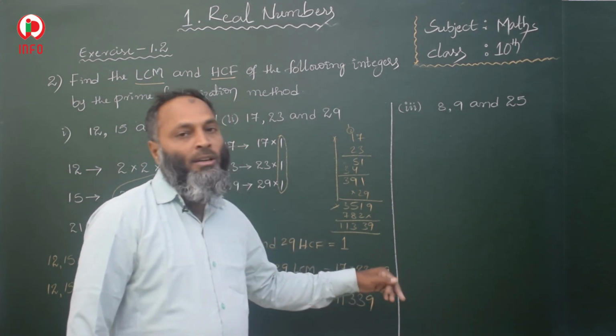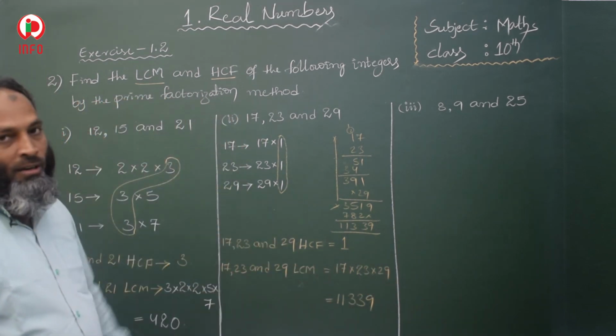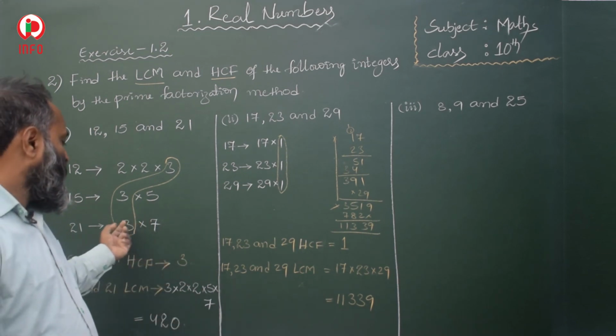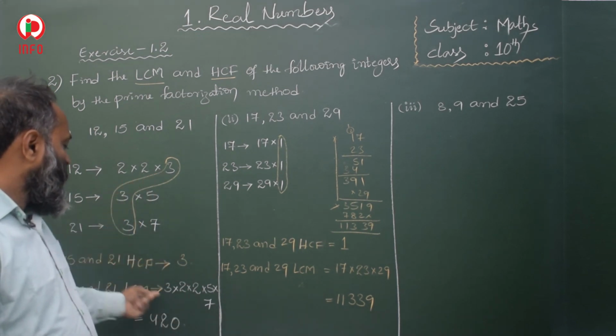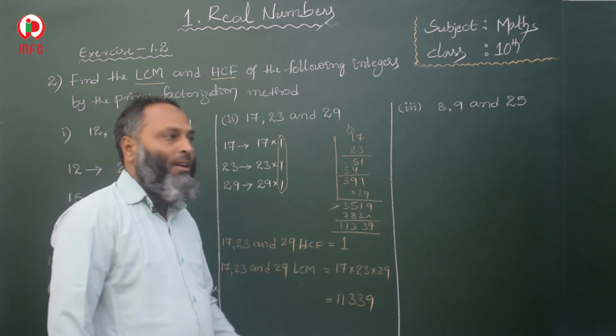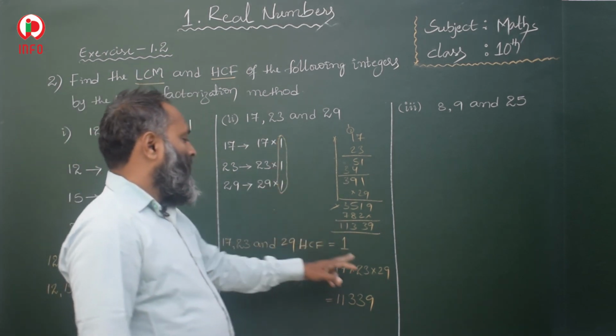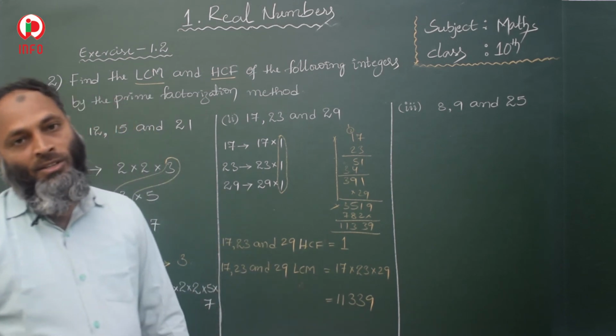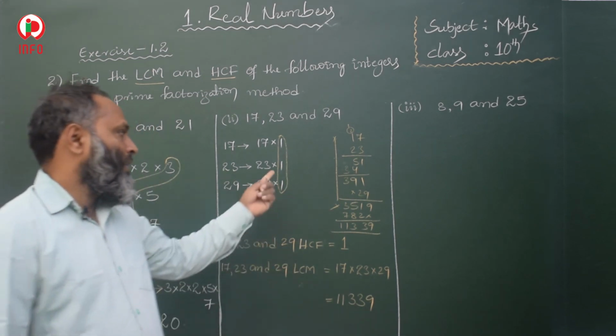That doesn't mean that any common number should not be taken. Take any common number. Like here, the common is 3, so we took it here. Why? If you multiply with 3, the product will change. If you multiply with 1, you get the same product. So that is why we won't consider 1 here.